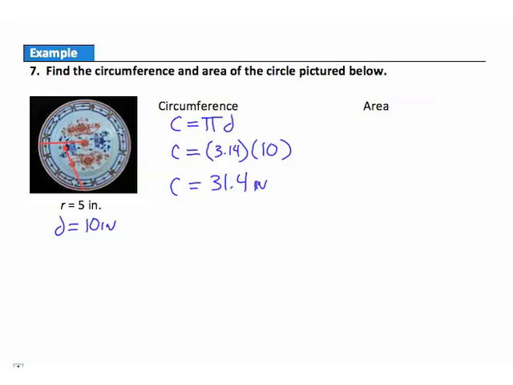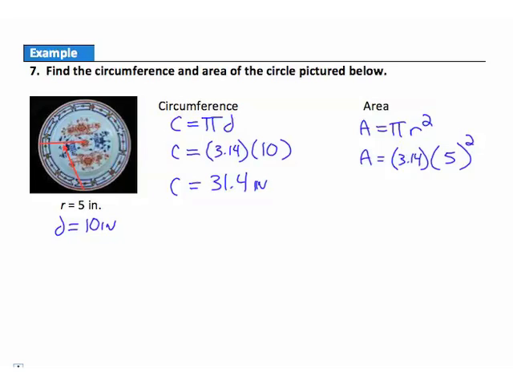Now let's take a look at the area. The formula for area is pi times radius to the second power. Now I just want to plug in that information. We know what pi is, 3.14. The radius of this circle was 5 inches, and I need to take that 5 to the second power.